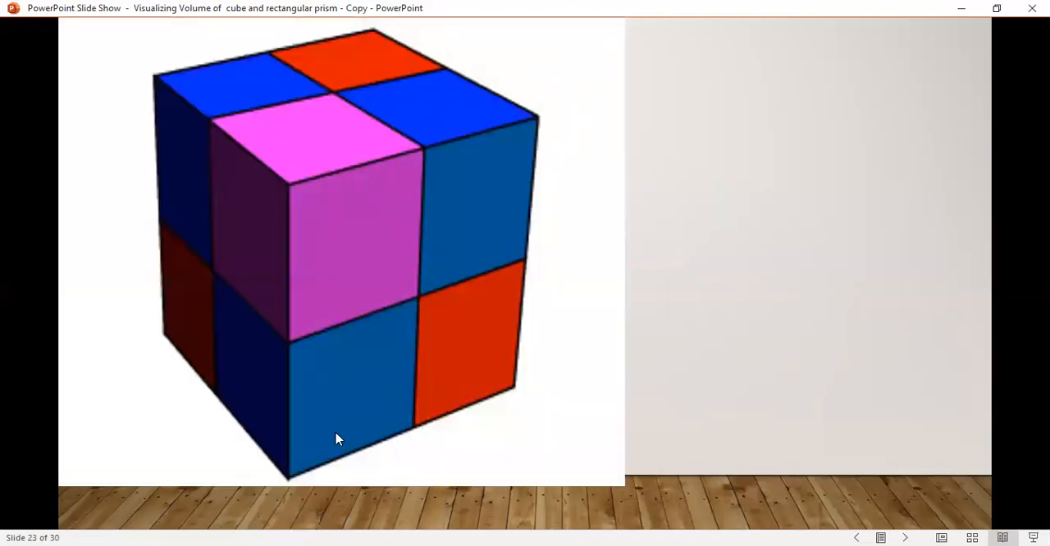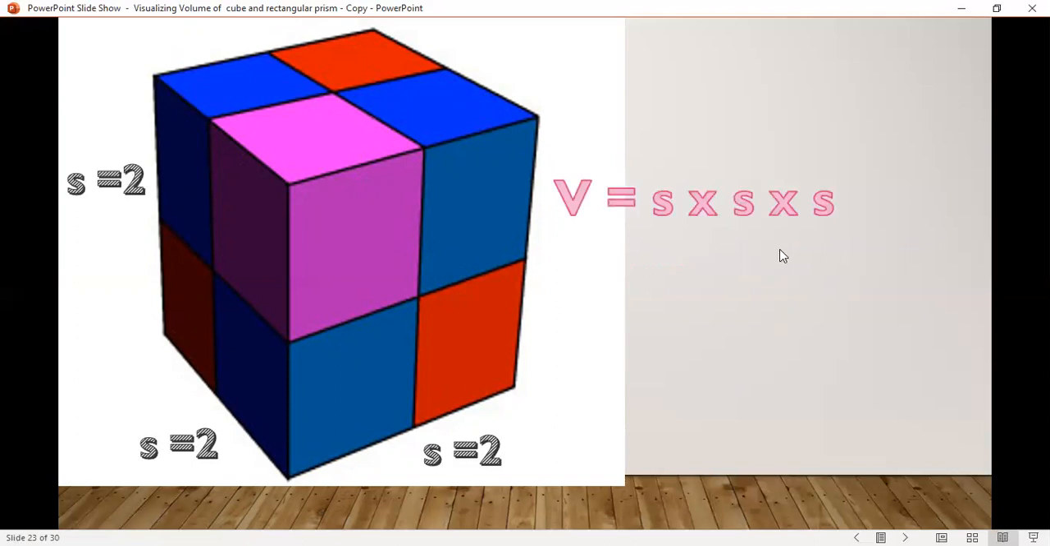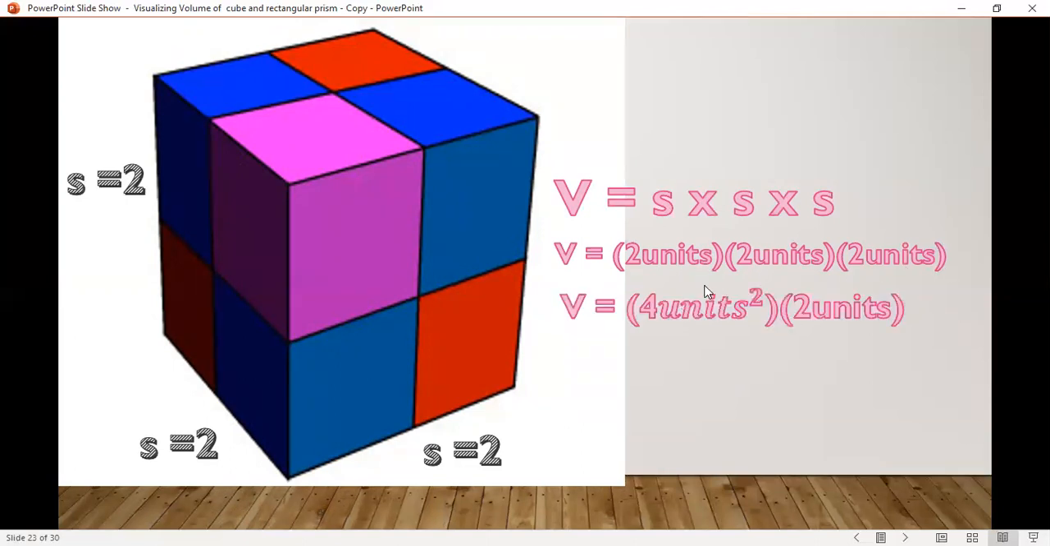For the cube, given side 2 units. Formula, side times side times side. 2 units times 2 units times 2 units. 2 times 2, 4 units times units, units squared times 2 units. 4 times 2, 8 units cubed.